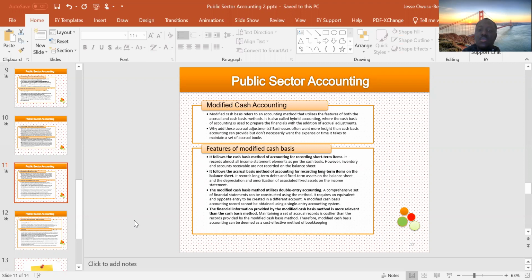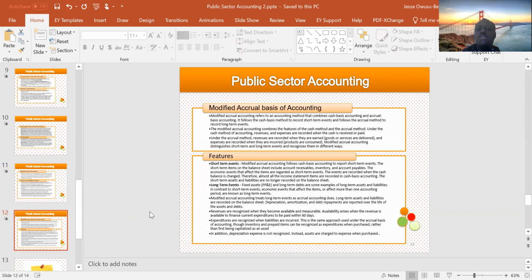Why? Because we are maintaining a set of accrual records here. It includes accrual adjustments. Don't forget the definition we gave at the beginning. It includes accrual adjustments as well. So very, very important. So it's more relevant than the cash basis, which just records only cash. Here, accrual adjustments are included.